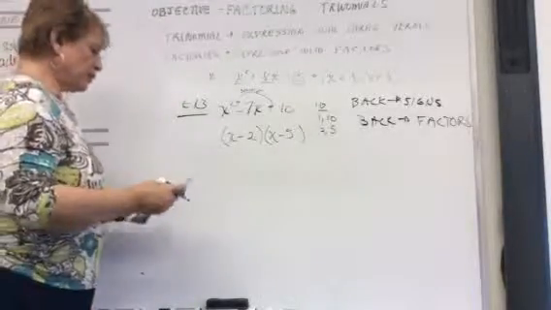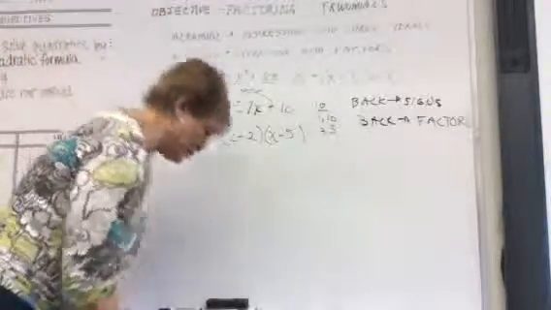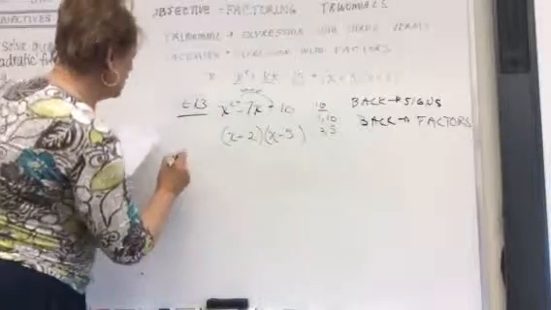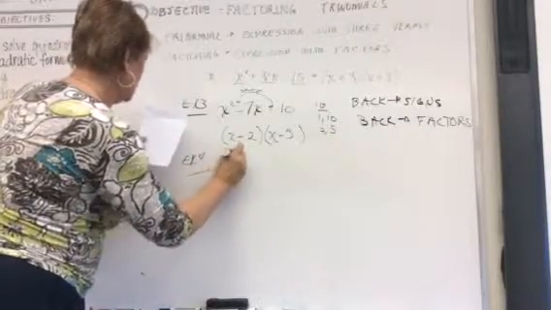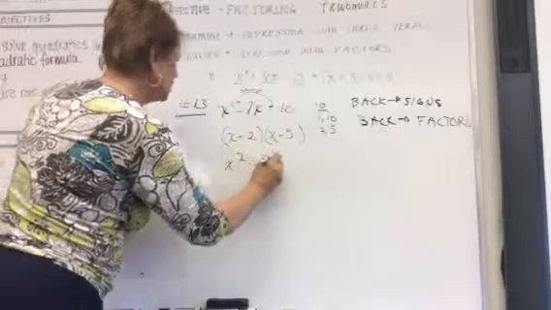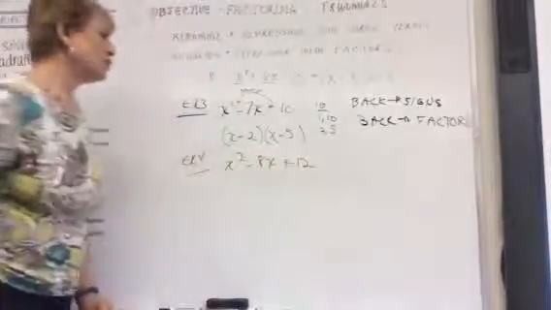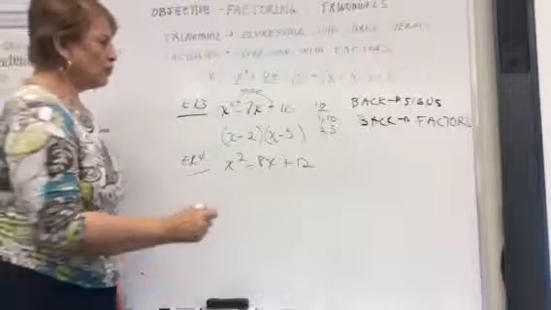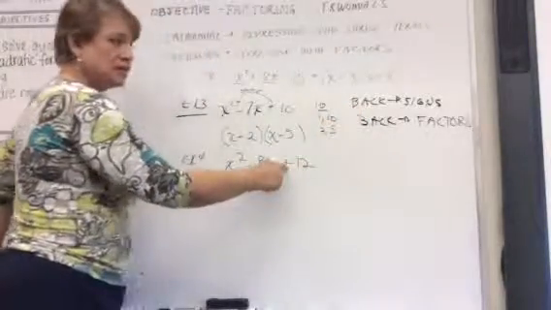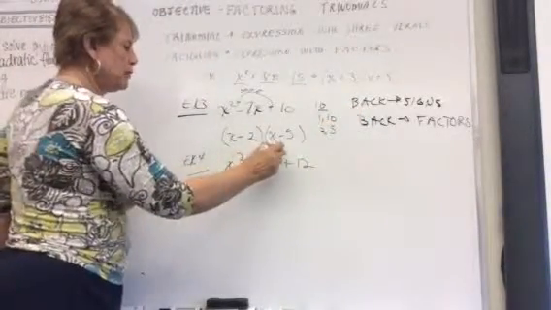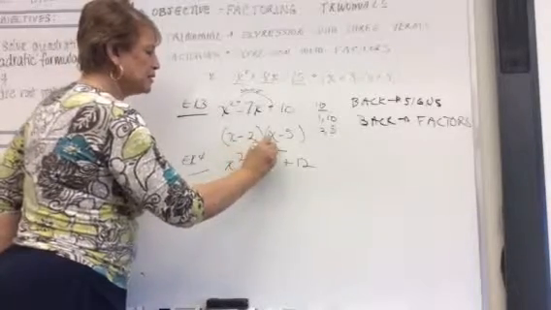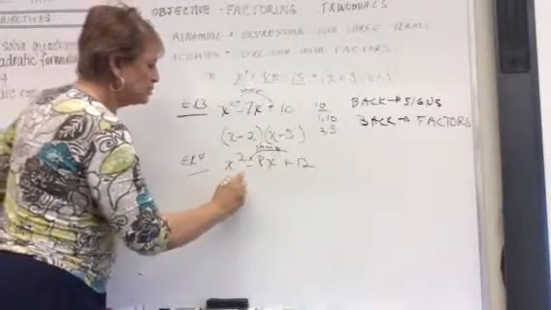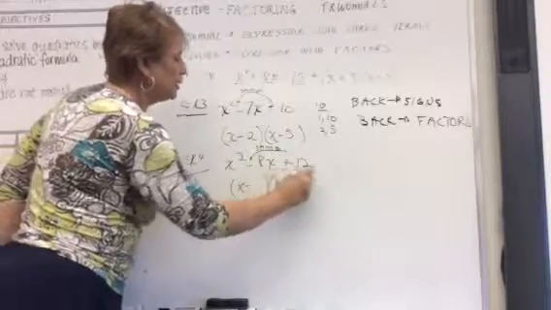All right, let's look at our fourth example. X squared minus 8x plus 12. All right, now I'm going to look in the back. Signs are the same. They're both going to be subtraction. Same sign, subtraction. X minus, x minus.